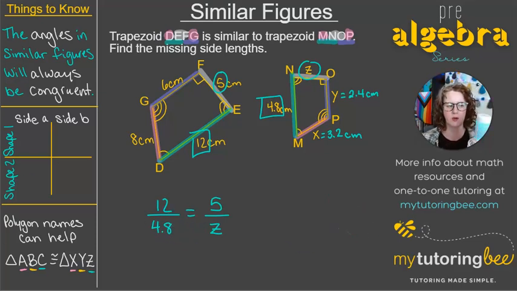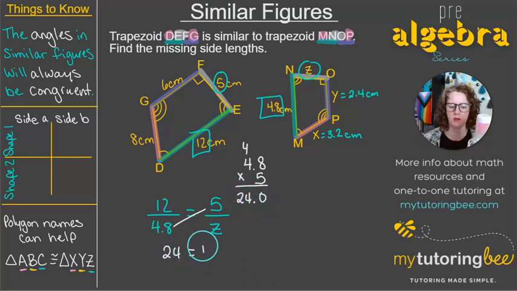Let's go ahead and cross multiply. So 4.8 times 5. 5 times 8 is 40. 5 times 4 is 20. Plus 4 more is 24. And then our decimal. So we've got 24 equals 12Z. We're going to divide by 12, and this one actually comes out to a whole number. 24 divided by 12 is 2, so 2 equals Z, 2 centimeters for that missing side length.